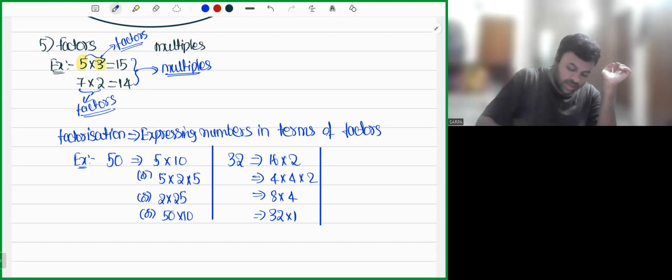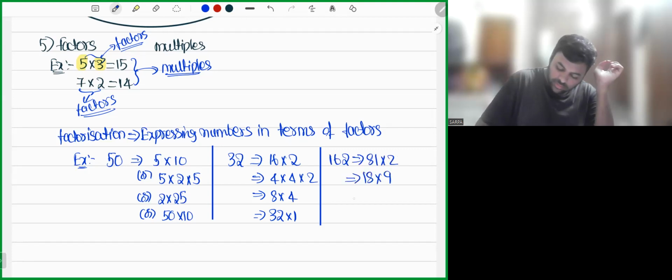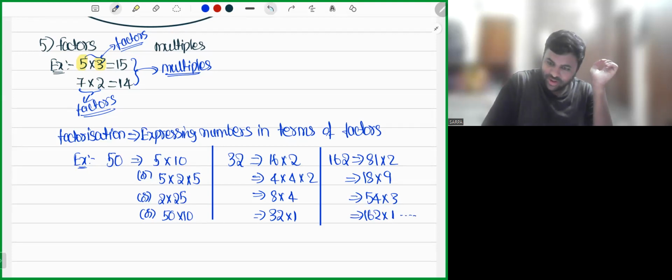How can I write 162? I can write 162 as 81 into 2, or 18 into 9, or 54 into 3, or 162 into 1. You can write many ways. Don't write till infinity. You can write many ways.